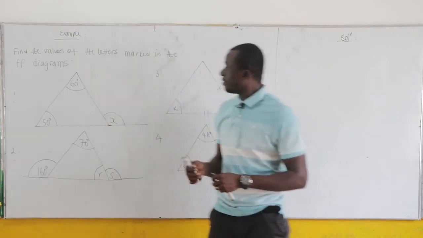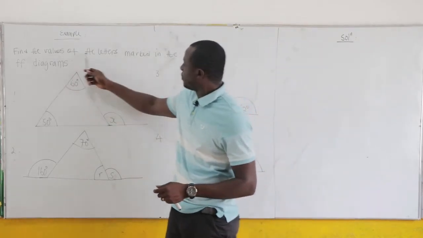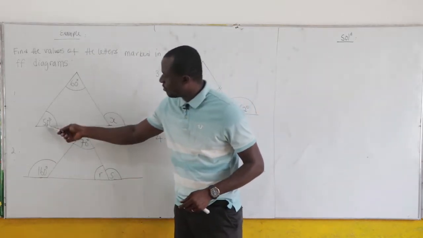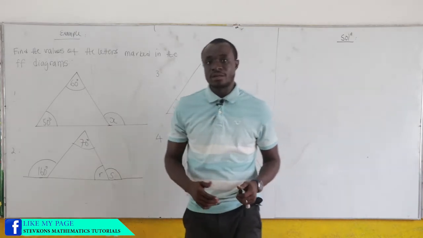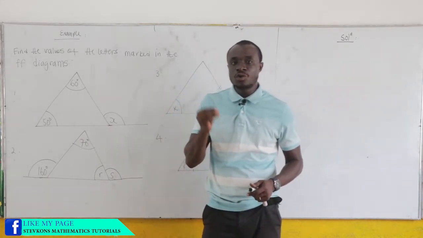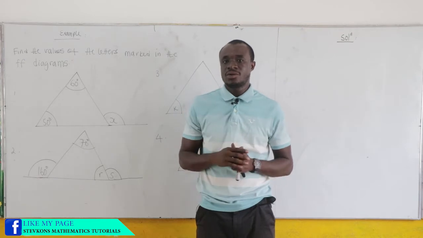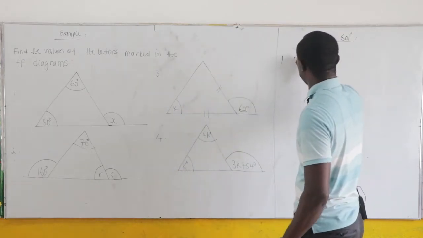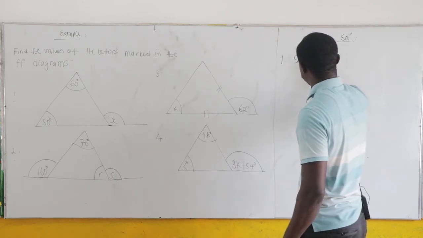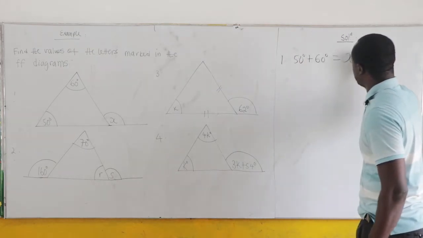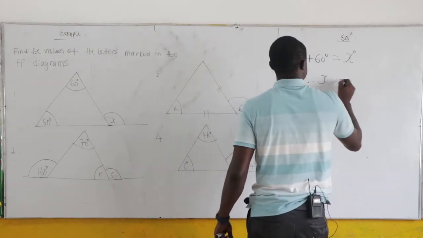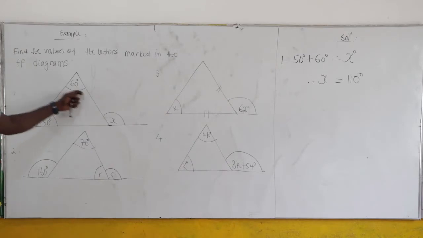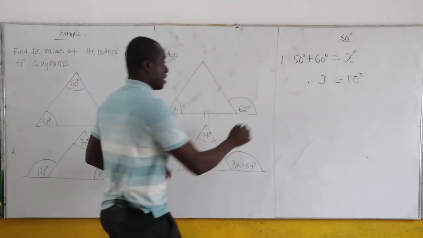Now let's consider this example. Find the values of the letters marked in the following diagram. The first one, we can see, okay, with interior angles, we have an exterior angle. Now what do we know? The sum of the two opposite interior angles is equal to the exterior angle. So with the first one, just 50 degrees plus 60 degrees equal to what? X degrees. Hence, our X is just 110 degrees. Why? The angle here plus this angle equal to that. So our X is that.